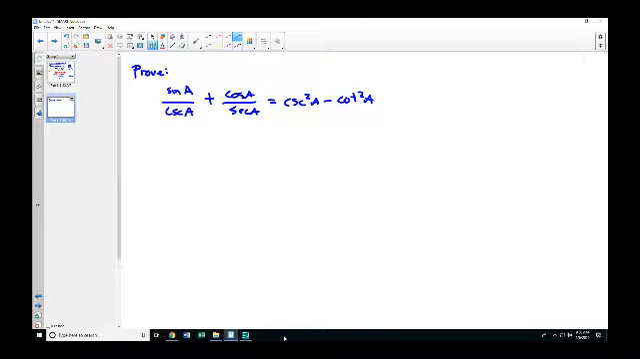What's your first thought? Change the sine and cosine, using the identity. Okay, change the sine and cosine? It's reasonable. Well, it looks like it's gonna be really long. Or is it our best option?